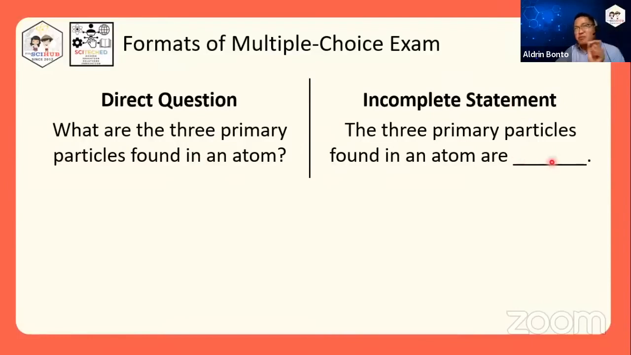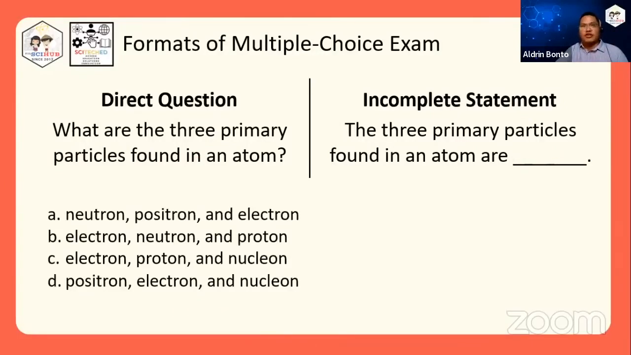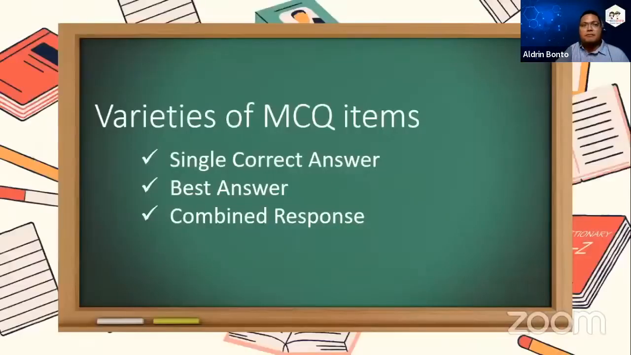Tapos, most of the time, we place a blank here. And these are the choices. So again, most of the time, we make these two types. Okay. Also, there are varieties of multiple choice items. So first, we have the single correct answer, best answer, and combined response.